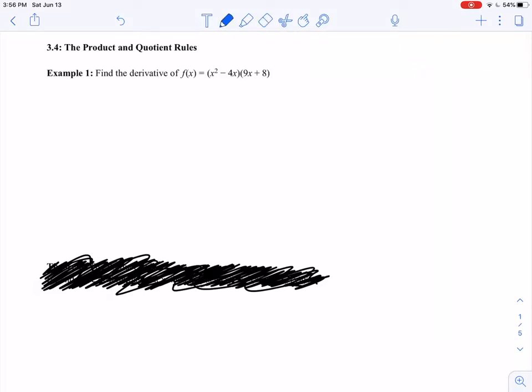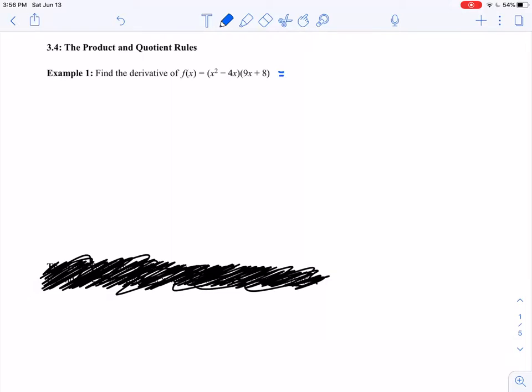So just as a quick warm-up here, I want to start by finding the derivative of f of x equals x squared minus 4x times the quantity 9x plus 8. And as this is currently written, I can't take the derivative of this because I have a product of two factors. I'm multiplying these two functions together. So that's okay, though. This case isn't too bad. I can just go ahead and FOIL this out. I can multiply these two factors together and then take the derivative of the result.